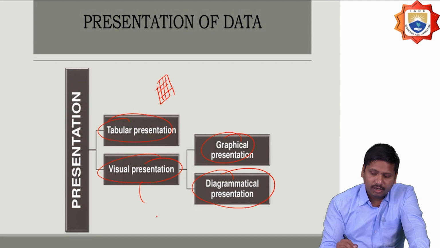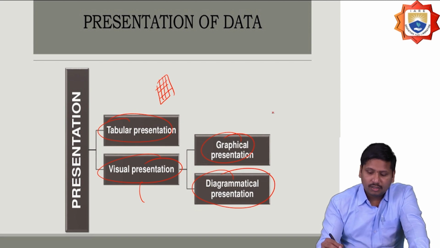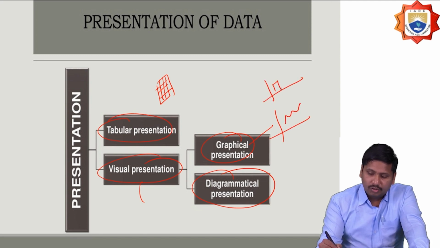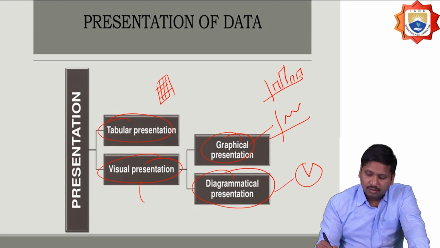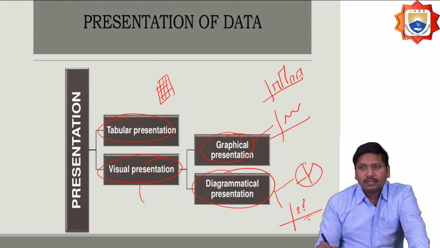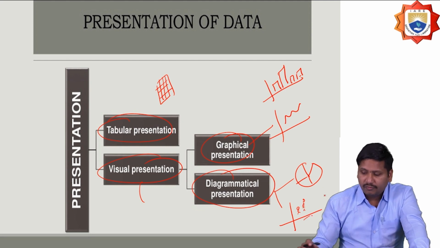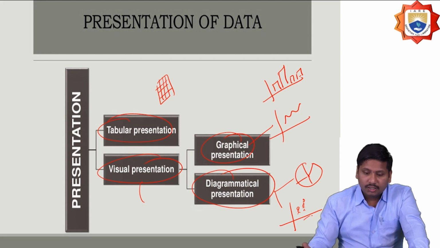And visual presentation is again of two types, like graphical, where I can represent the data in the form of a line graph or in the form of a bar graph, and again these are of different types. And diagrammatic representation, like pie chart, bar chart, like this, where the data is represented in the form of various diagrams. So these are the different types of presenting the data.